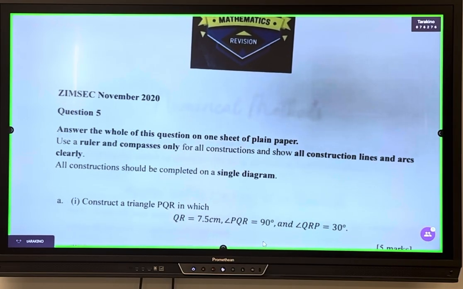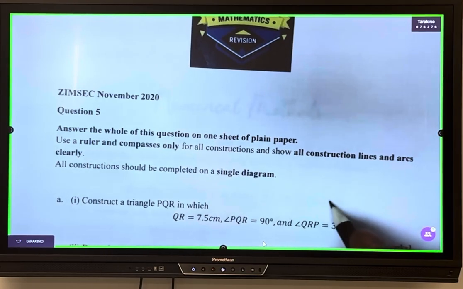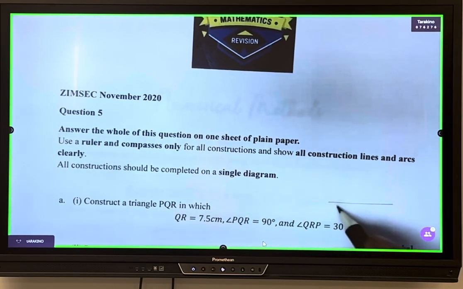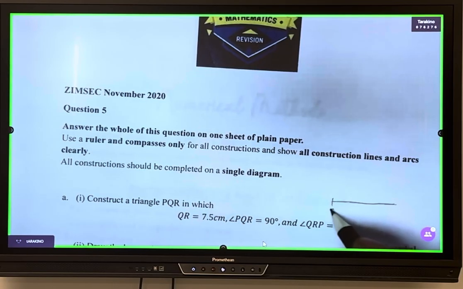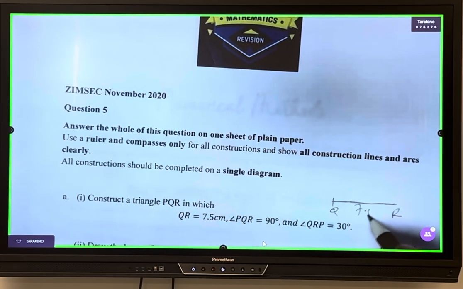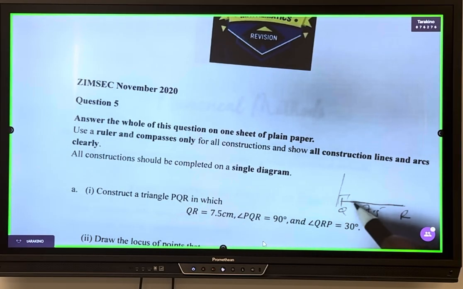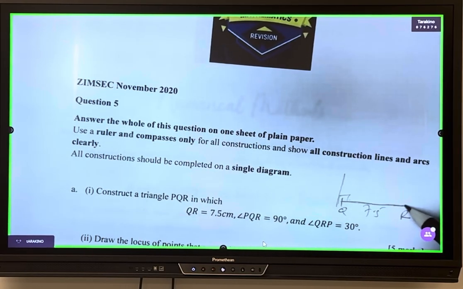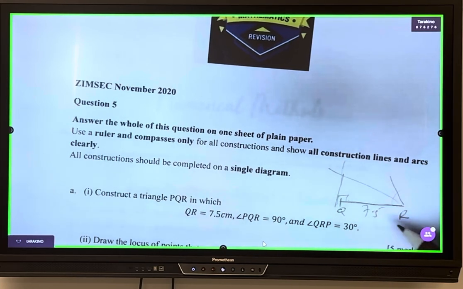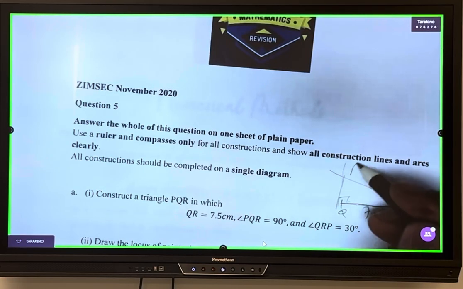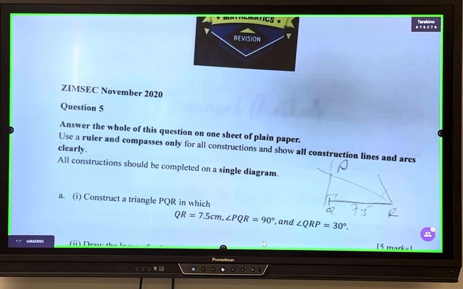Construct a triangle PQR in which QR is equal to 7.5 centimeters, angle PQR is 90 degrees and angle QRP is 30. What you need here is just a rough sketch. I've got my Q, I've got my R, 7.5. From Q, angle PQR is 90 degrees, so I'll put my 90 degrees here. Then this is 30, so I need 60 from inside. I'll bisect and I'll get my 30. Then from there, I have my P. So that's the triangle we are looking for.